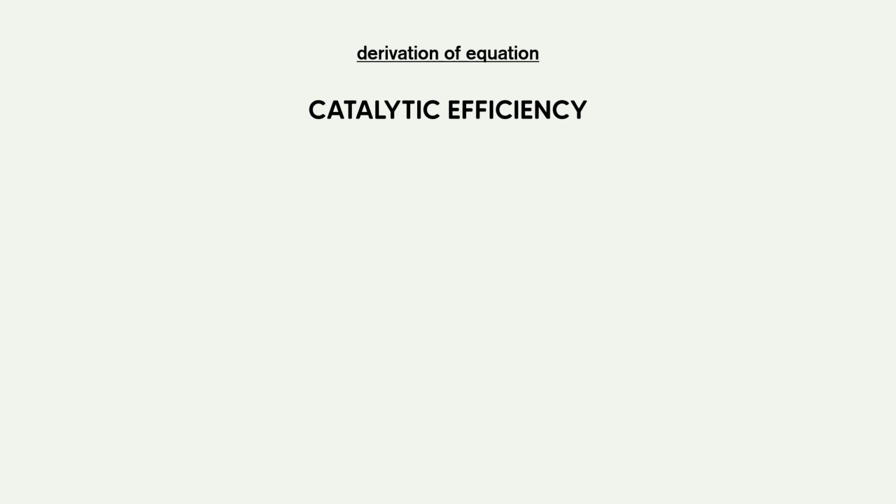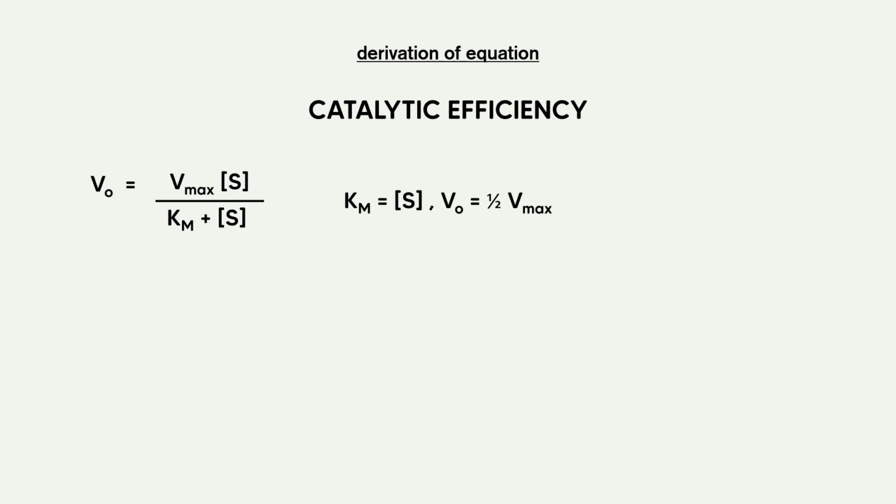The catalytic efficiency is an enzyme's ability to catalyze reactions. Now a new term will be introduced called Kcat, which is equal to the maximum speed of a reaction divided by the total concentration of enzymes.